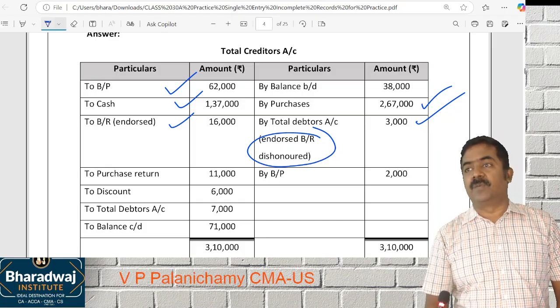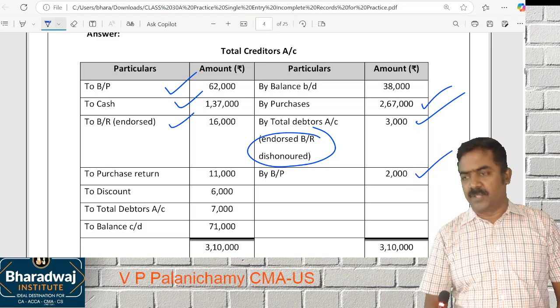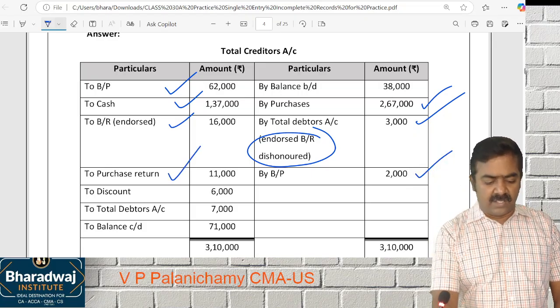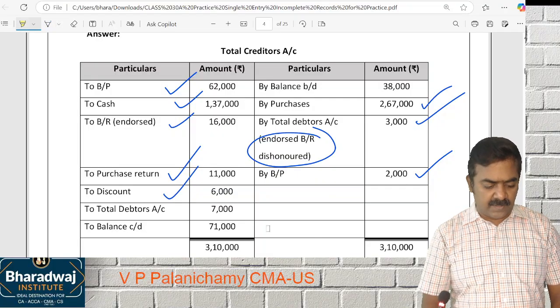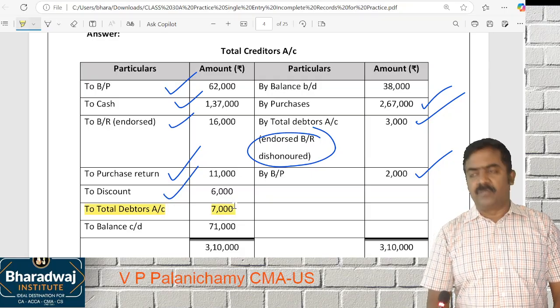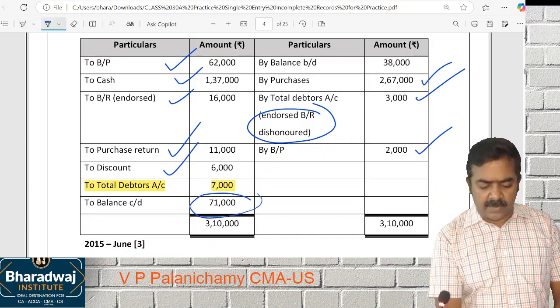Bills payable dishonored. What is the entry you passed? Bills payable account debit to creditors account. Then creditors to purchase returns. Creditors to discount received. Creditors to debtors for the transfer. From debtors also 7,000 will be eliminated. From creditors also this 7,000 will be eliminated. If you tally this, you will get which balance?